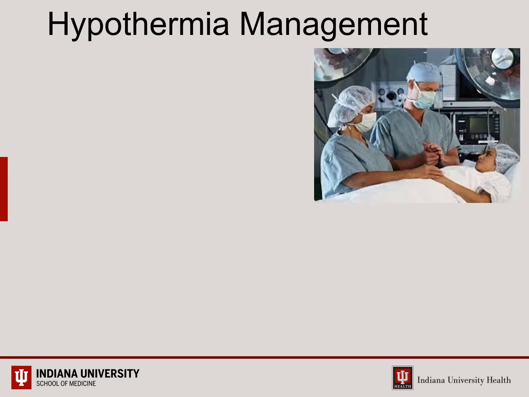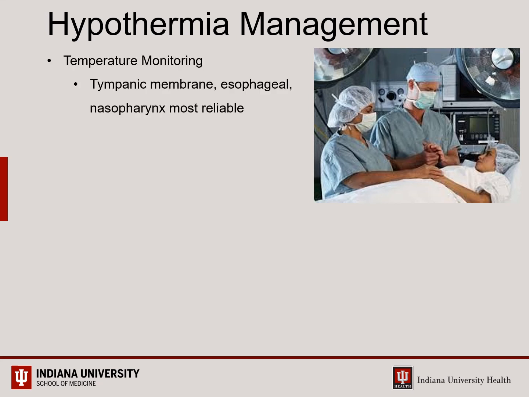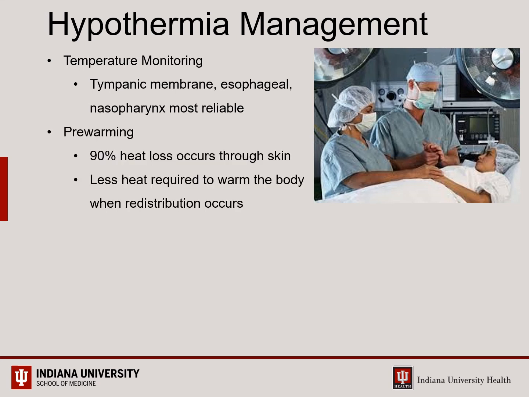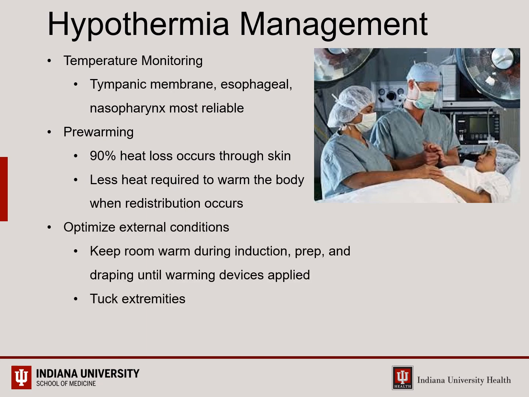So some ways to manage hypothermia perioperatively include temperature monitoring, with tympanic membrane, esophageal, and nasopharynx being the most reliable methods. Pre-warming the patient, because 90% of heat loss occurs through the skin, less heat is required to warm the body when redistribution occurs with anesthesia.